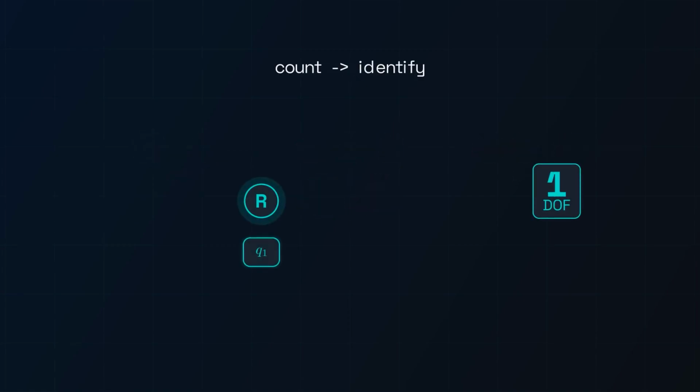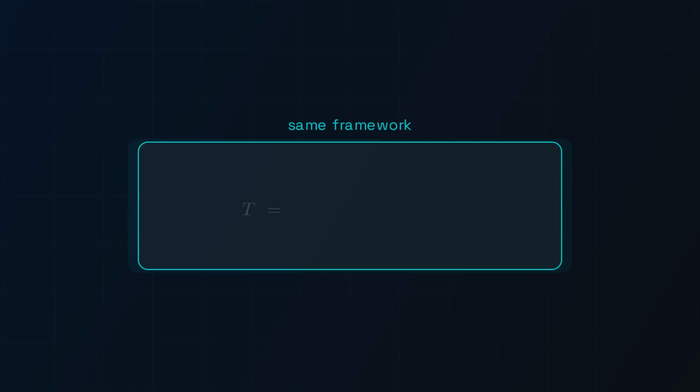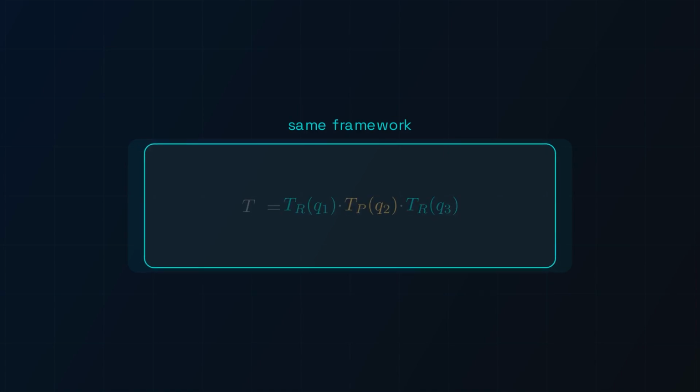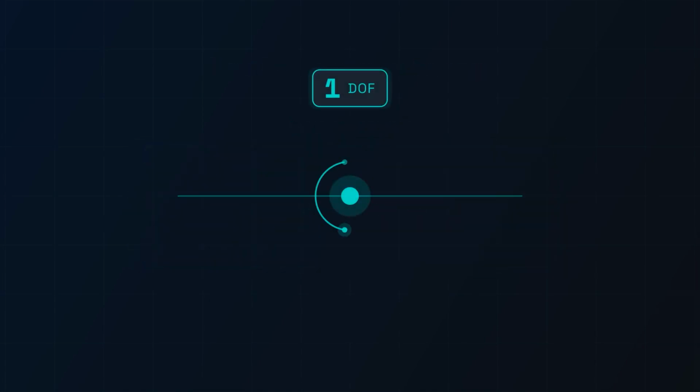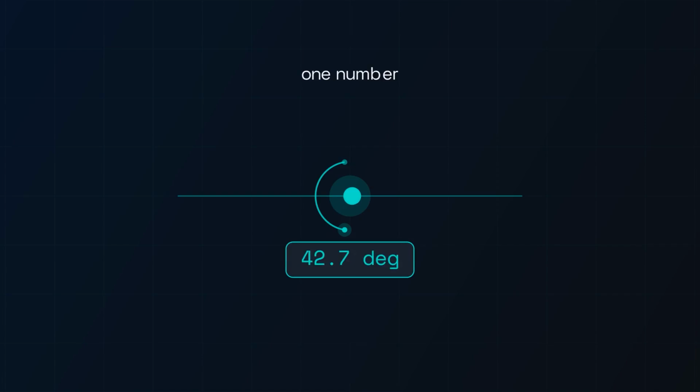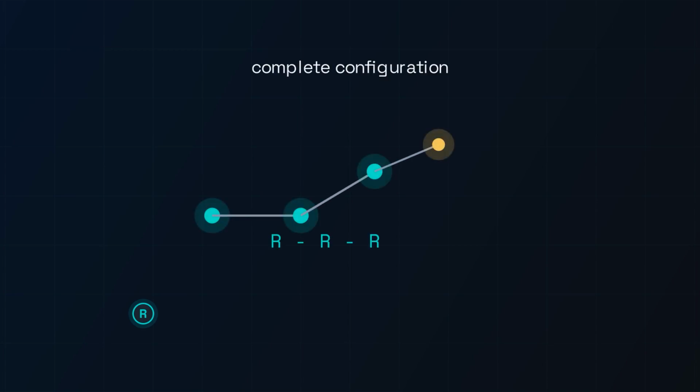Count the degrees of freedom, and you can identify the joint variables and write down the mathematics in exactly the same framework. 1 degree of freedom requires exactly one number to describe its entire state, which means it can be described with just one variable, and hence it gets one particular q. That structure holds everywhere. The next video steps back from individual joints and looks at complete robot configurations.